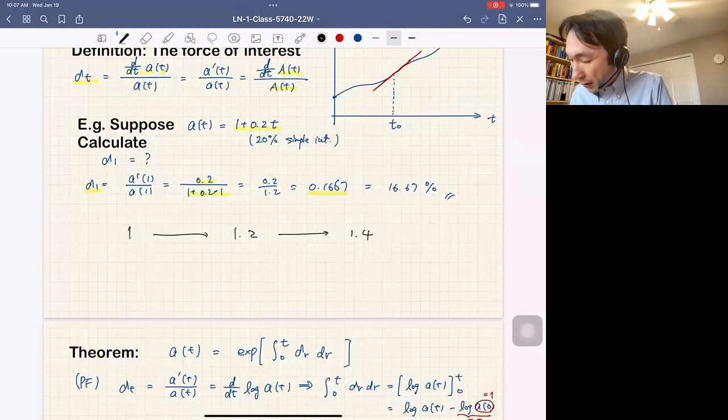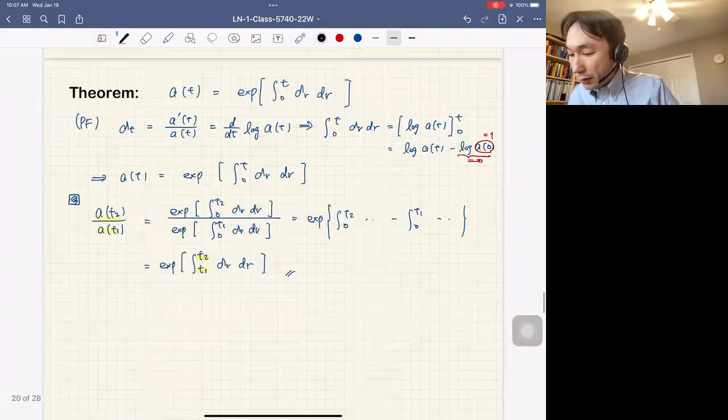Here we increase by 20%, the amount increases by 20%, but here it only increases by a smaller amount, 0.2 over 1.2, so 16.7%. And actually, delta 1 is a prime 1 over a of 1, so that is approximately 16.7%.